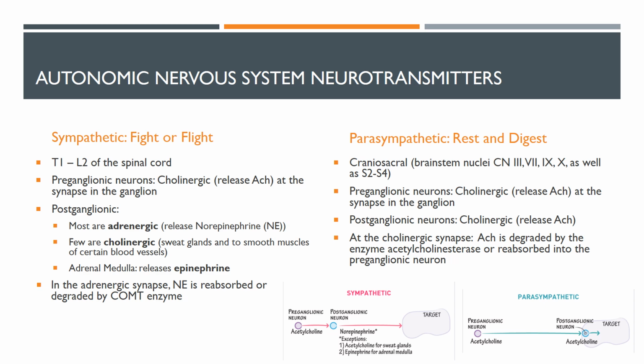At the cholinergic synapse, acetylcholine is degraded by the enzyme acetylcholinesterase, or it's reabsorbed into the preganglionic neuron.